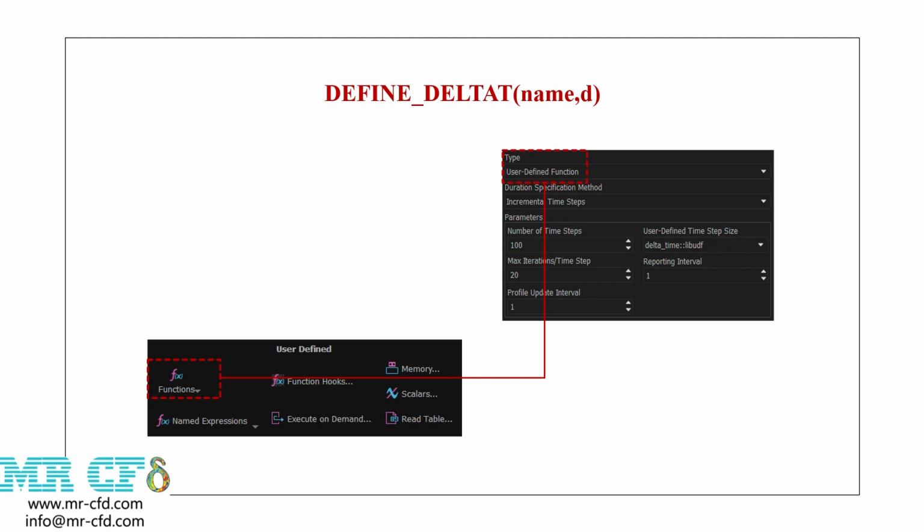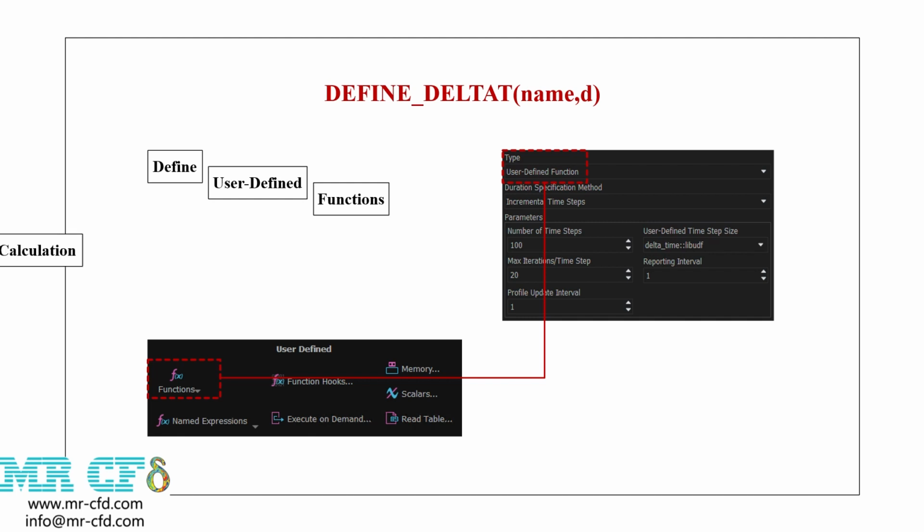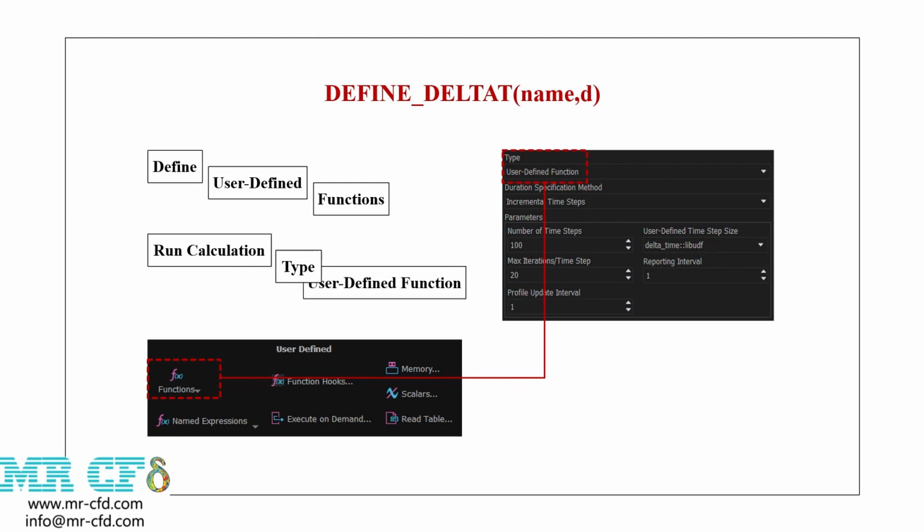So first, go to the define header, go to user defined and select the function option. From the appearing menu, choose compile. This will call the desired UDF function in the Fluent software. Then in the run calculation section, go to the type section to specify how to define the time step. So choose the user defined function option. So in the menu of the user defined time step size section, the called UDF function is activated.